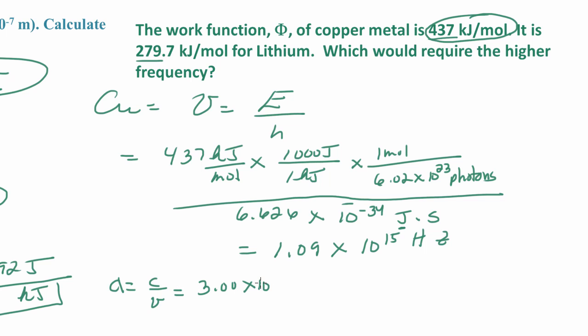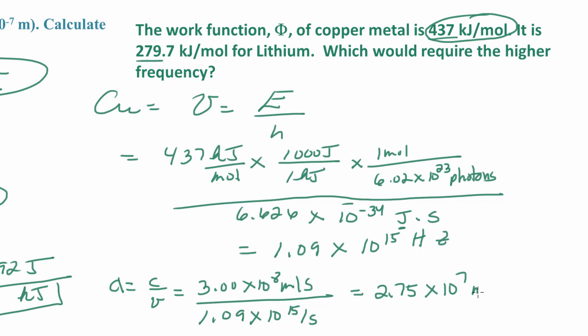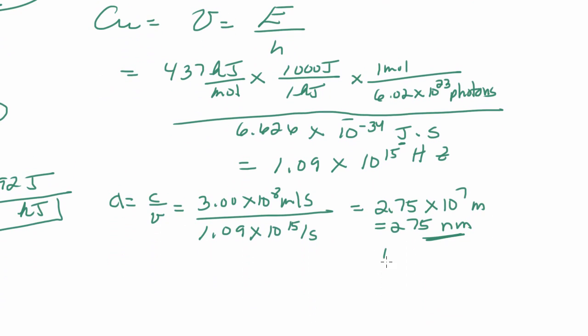So 3 times 10 to the 8th meters per second over 1.09 times 10 to the 15 reciprocal seconds, or hertz. And this would be 2.75 times 10 to the negative 7 meters, which is 275 nanometers. So this would be in what region? Would that be visible, infrared? No, it would be the ultraviolet region.